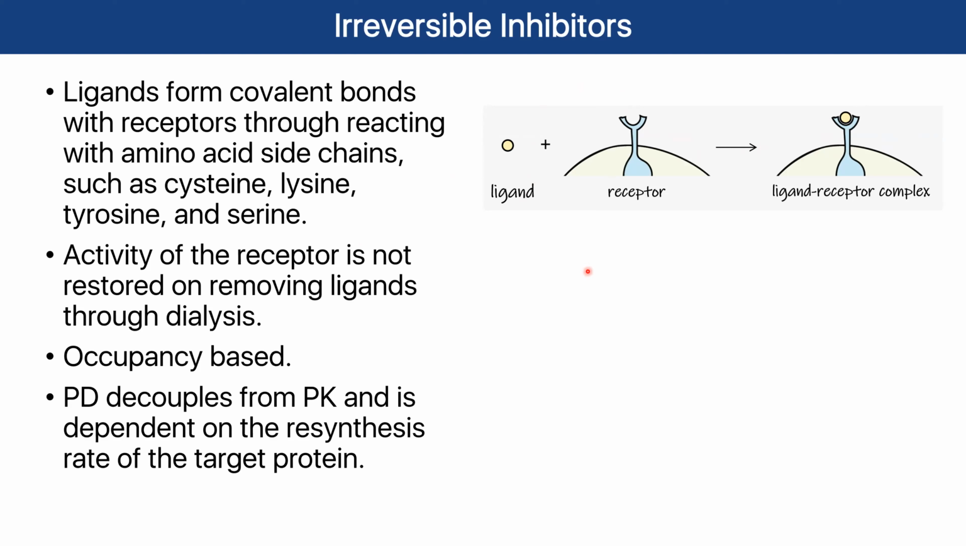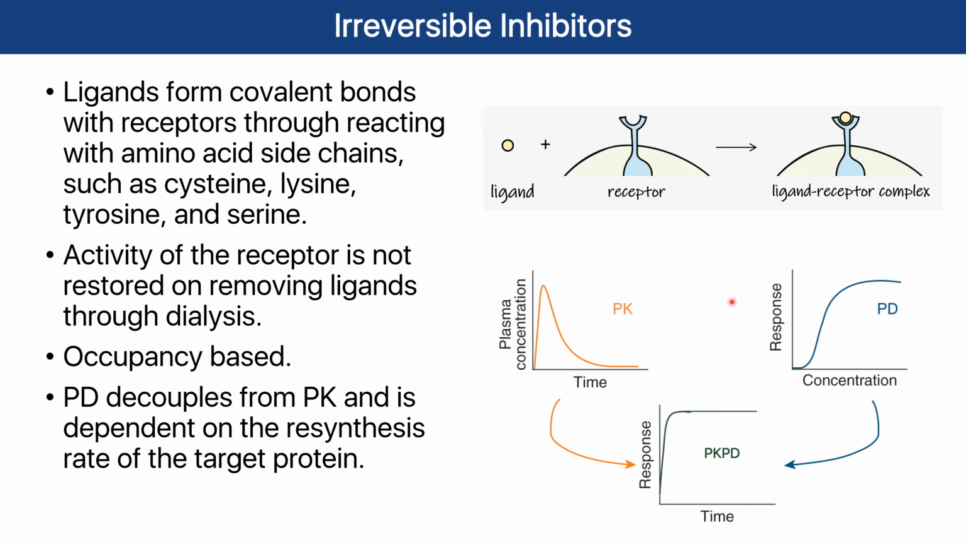So this is important. Another thing is, this is also occupancy based, because you have one receptor, you need at least one ligand to occupy that receptor to have the effect. And because even if you remove all the ligand from the system, the PKPD are not coupled. Basically, they are decoupled from each other. That means even if you remove your drug from the blood, because your ligand is still stuck to the receptor, you may still maintain the pharmacodynamic effect, right?